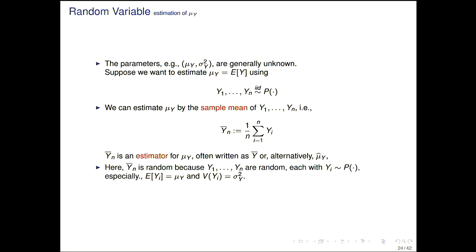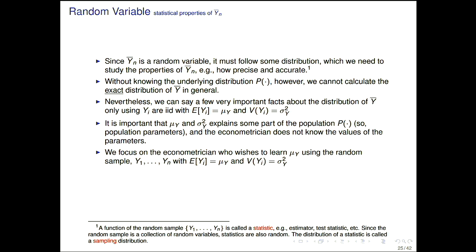Now we want to figure out the distribution of the estimator using the fact that each y is distributed as some distribution, and each one of them has the same mean and the same variance. These are the pieces of information that we have. But we don't know the value of mu and the value of sigma squared. We only know that each y has the same mean and the same variance, and they are independent of each other. The reason we want the distribution of our estimator is because we want to say whether our estimator is precise or accurate. We want some idea about how good our estimator is. In order to do that, we need the distribution of the estimator.